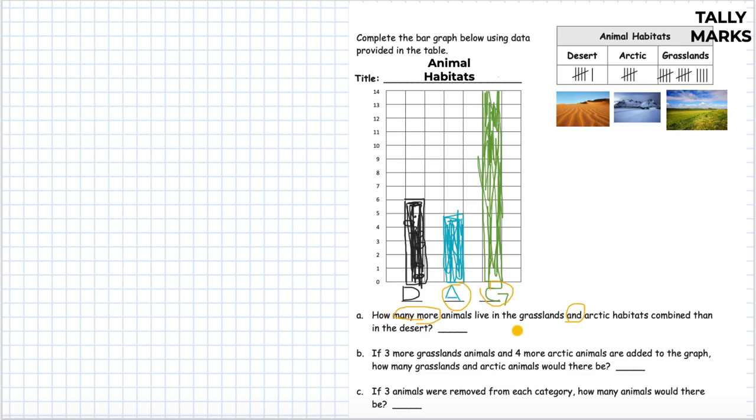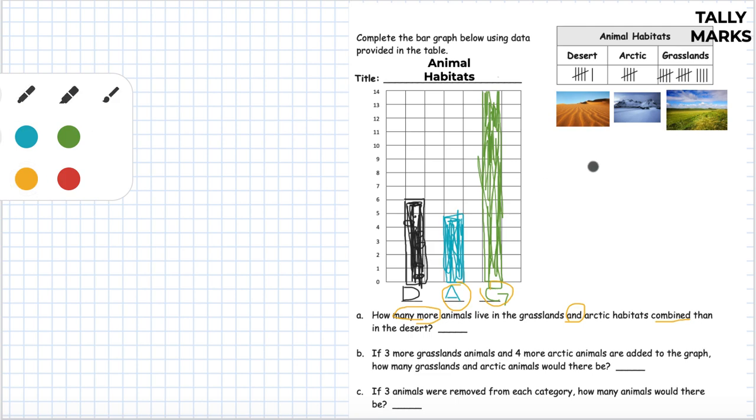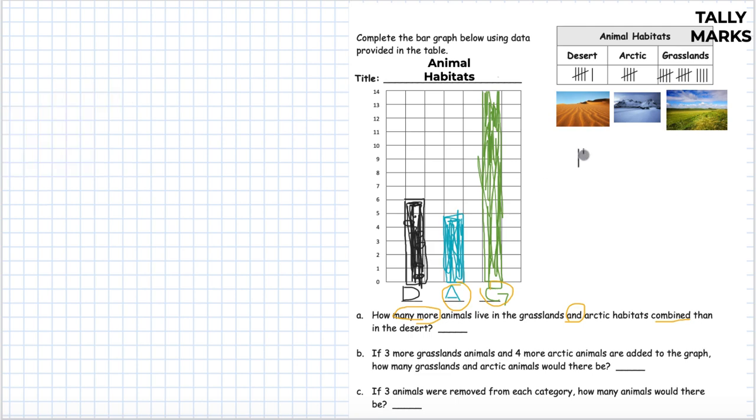So it says, how many more animals live in the grasslands and the Arctic habitats combined, right? So that tells us we have to put them together, than in the desert. So if I have to look here, I know that there are 14 that live in the grassland, and there are 5 that live in the Arctic.